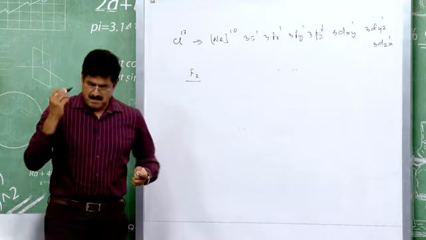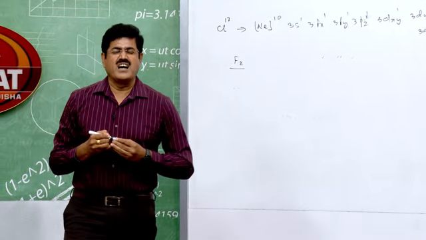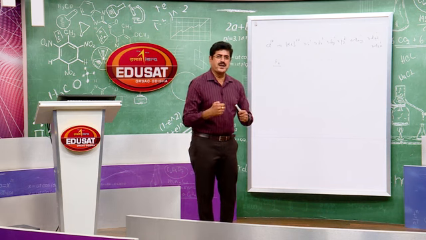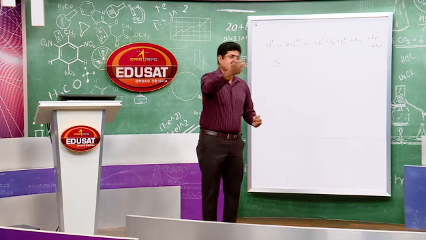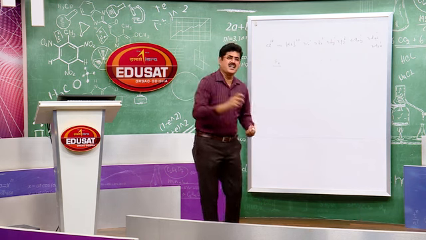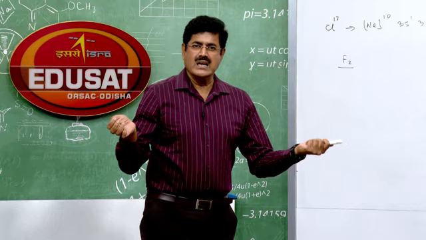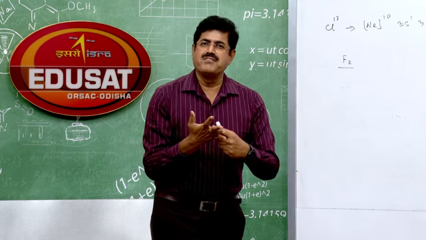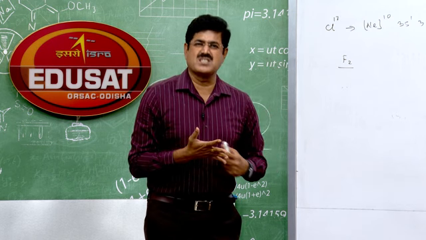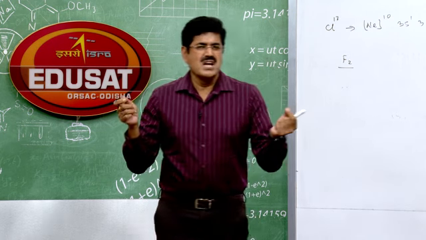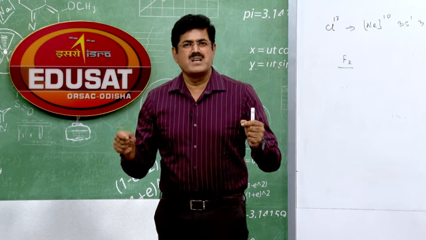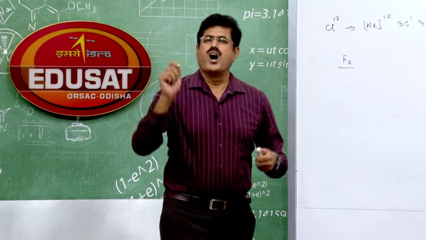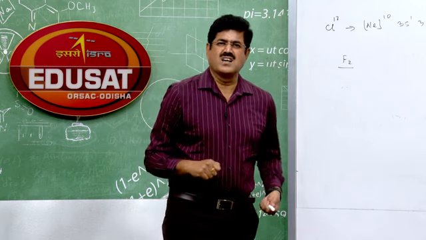Why? Because of high standard reduction potential. You must have learned this in the electrochemical series. Fluorine has the highest standard reduction potential. It is because fluorine has low heat of dissociation and F minus has high heat of hydration. Low heat of dissociation and high heat of hydration are responsible for the high oxidizing power of fluorine, or fluorine has the highest standard reduction potential.